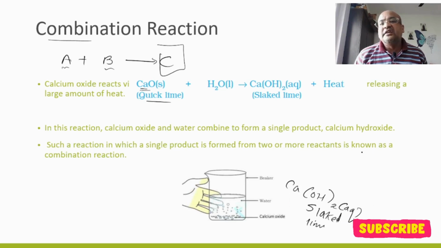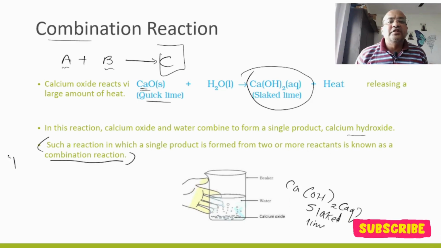Along with that, heat is generated. We'll discuss the heat which is being generated, but we are not considering heat as a product. So the product is single. Which is the single product? The product is only slaked lime. I have two reactants here, calcium oxide and water, and I'm getting a single product, that is slaked lime. So in this reaction, calcium oxide and water combine to form a single product, calcium hydroxide. Such a reaction in which a single product is formed from two or more reactants is known as a combination reaction. This is the definition of a combination reaction.